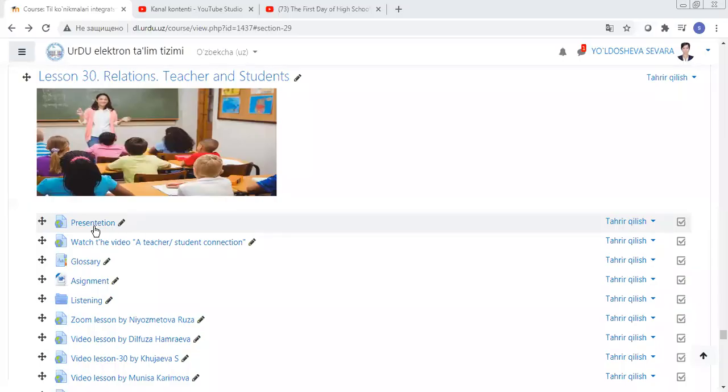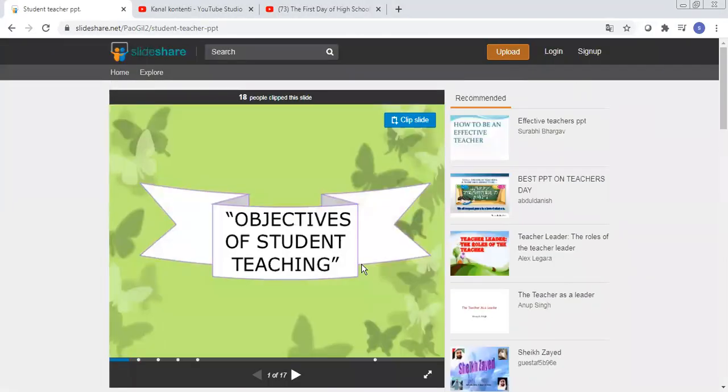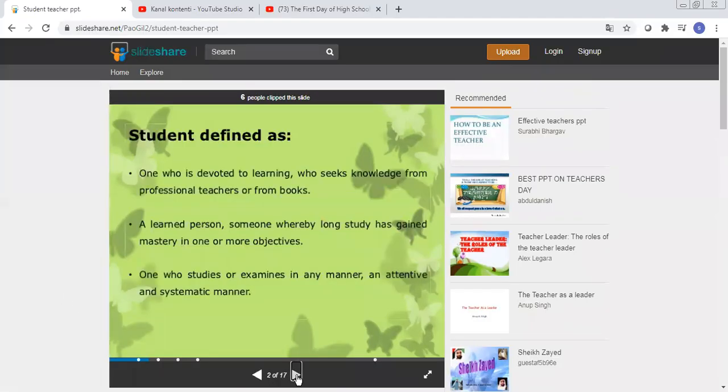Today's new topic is relations between teacher and students. So in this lesson, we will learn about the relations between teacher and students. Let's begin our lesson by presenting the PPT related to the topic. So here is given the PPT about objectives of student teaching. Let's look through this one.